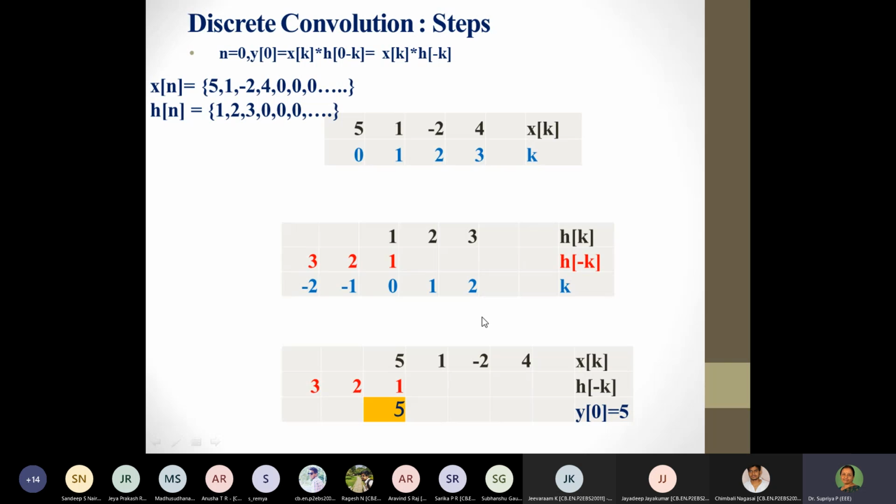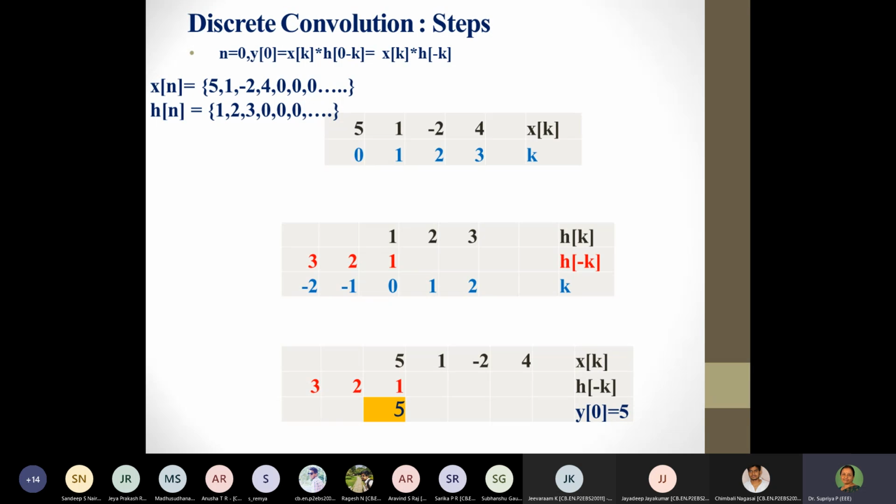When we say it is time reversal, or flipping about the time axis, what is available at 0 is retained, and the other two values are shifted to the negative time axis, resulting in at k equal to 0 it becomes 1, at k equal to minus 1 it becomes 2, and at k equal to minus 2 it becomes 3. So now we have both x of k and h of minus k available. This is available in red and this is available in black. Let us write both of them as such and multiply each of the terms, and if a summation is required, we will just sum up the elements.